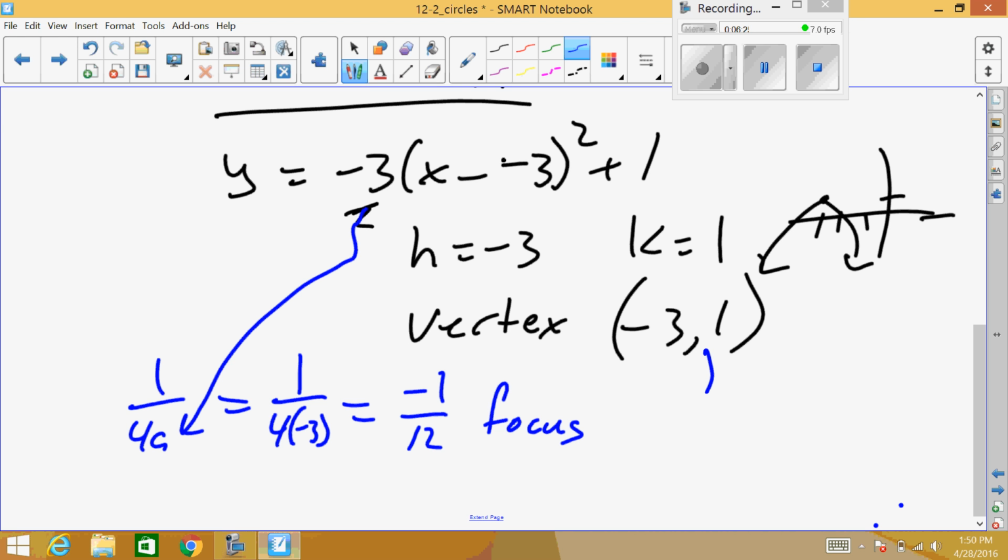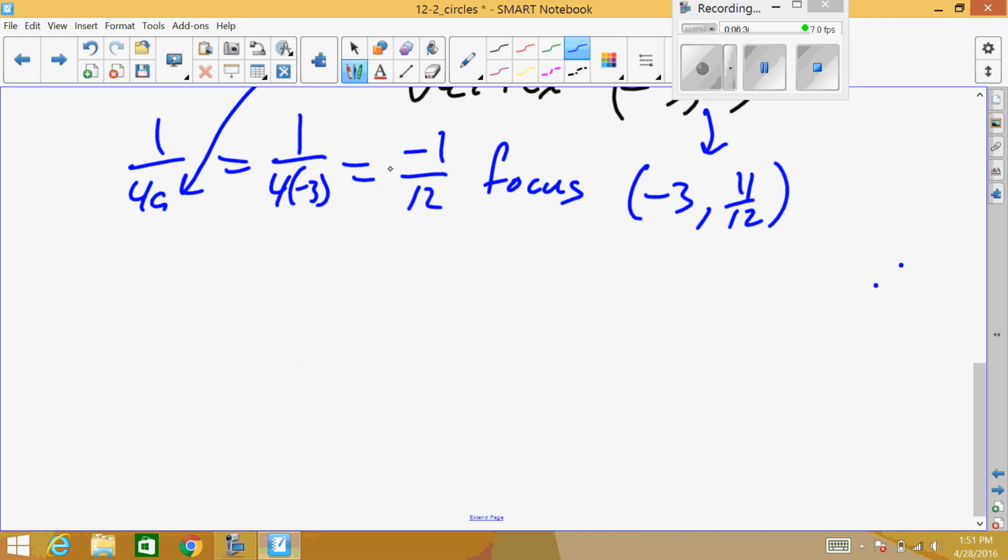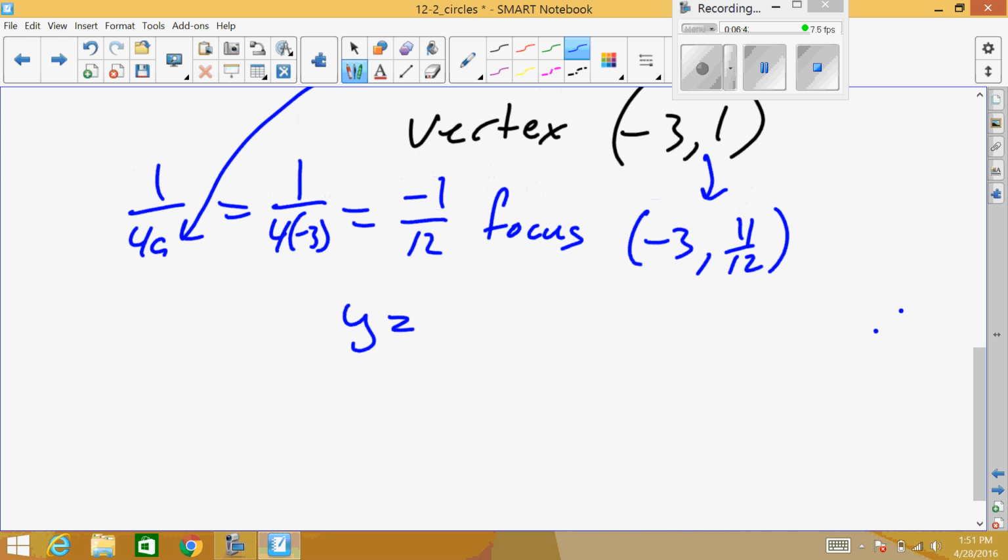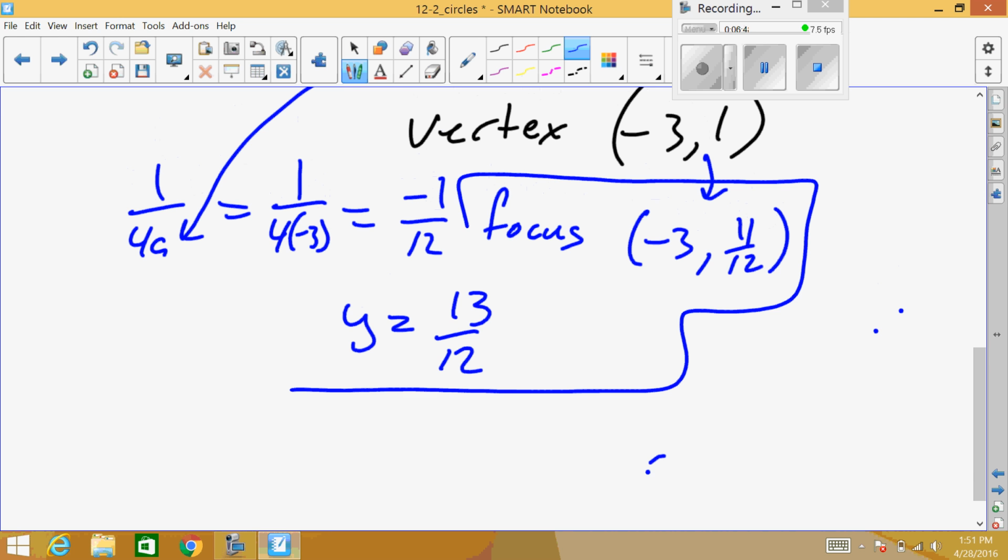So let's see this, and I go down 1/12. My x value doesn't change. 1 minus 1/12 gives me 11/12. And my directrix should be 1/12 above my vertex. It's going to be a horizontal line, so it's y equals, and 1/12 above 1 is 13/12. So from that, I found my focus and my directrix.